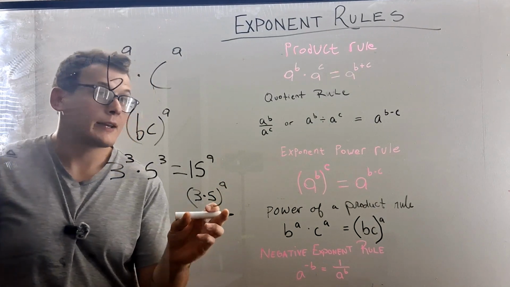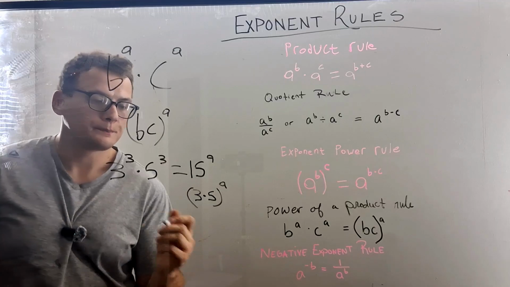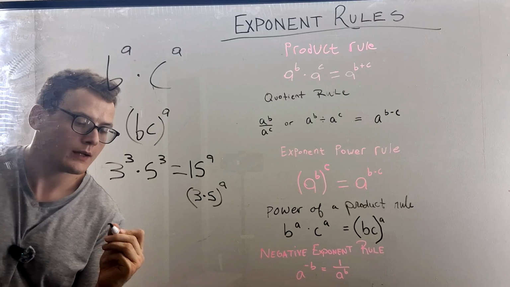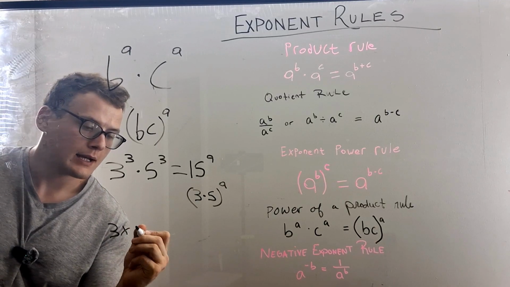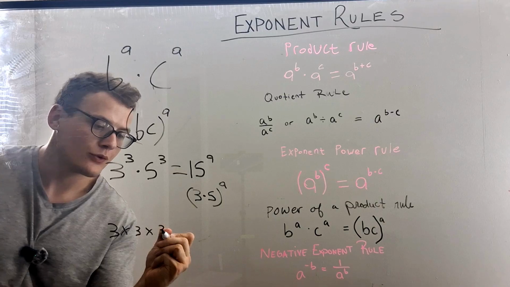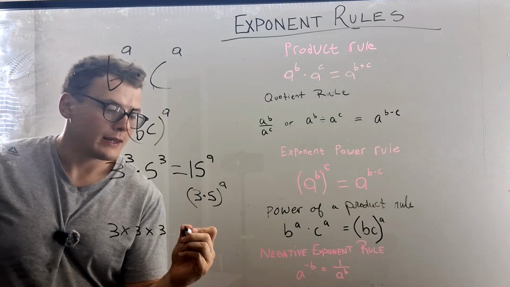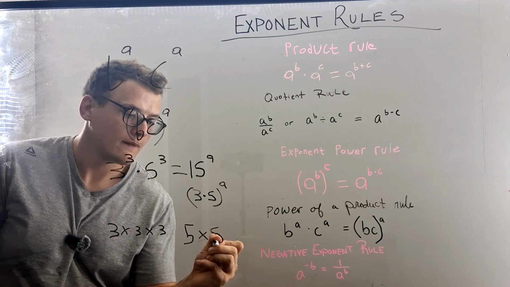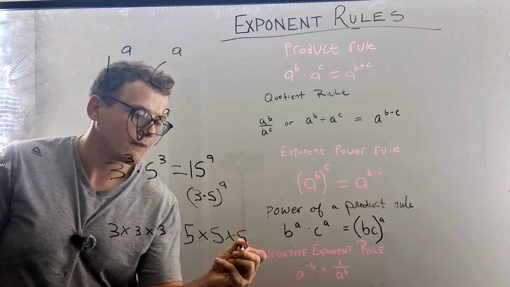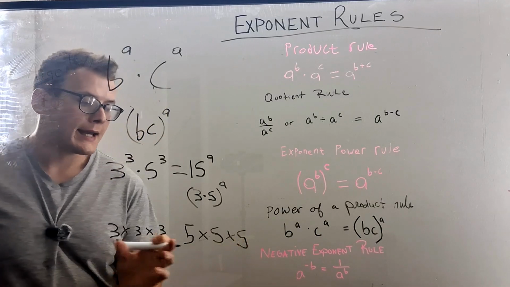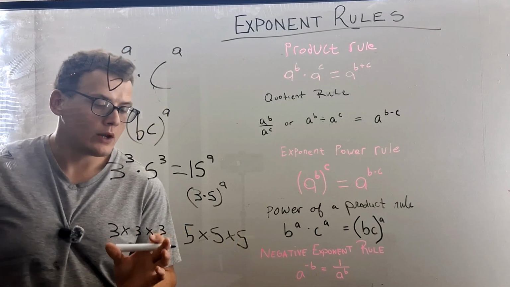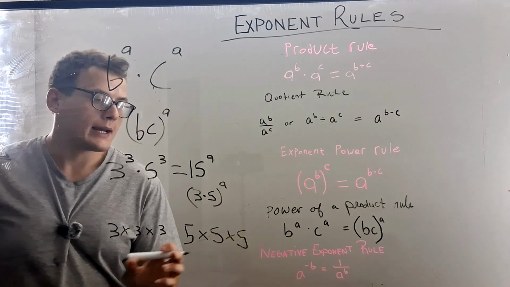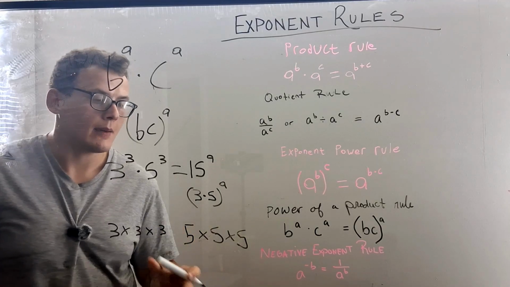All right, and when you think about it, this makes perfect logical sense. Because we could also say that this is equal to 3 times 3 times 3 as a group, and then 5 times 5 times 5. Two groups of that, and we know multiplication is a commutative property, so no matter how we organize this, it's going to be the same result.